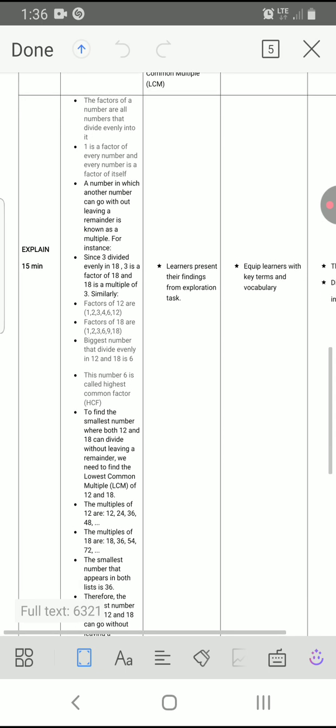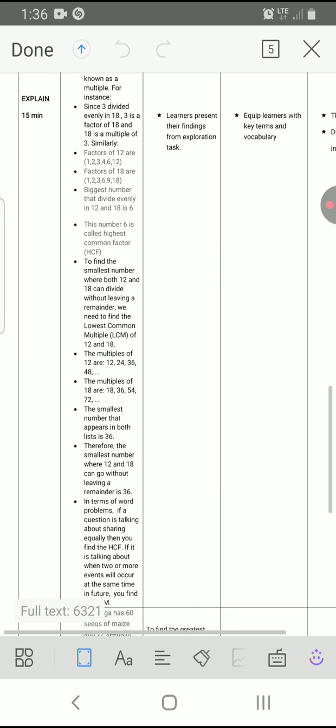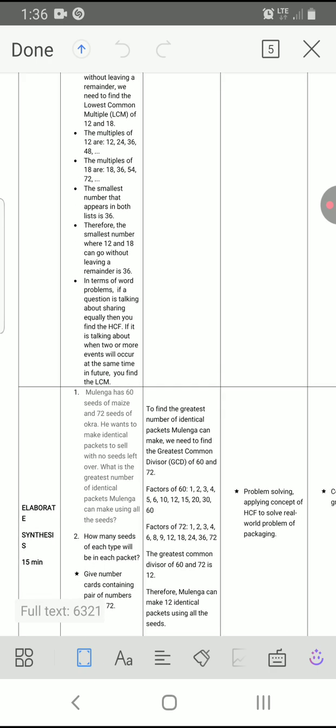Explanation stage, the teacher will explain. After the pupils have presented, the teacher will explain the concepts of highest common factor and lowest common multiple, then introduce the vocabulary which is used on this topic. At the end, we give an explanation on the word problems or scenarios that children may encounter on this topic.